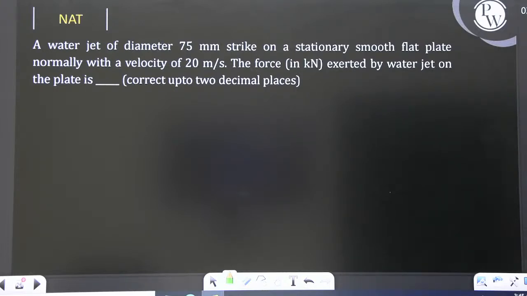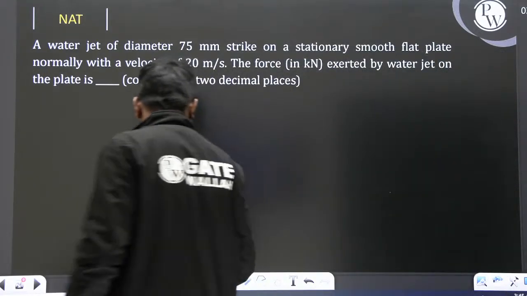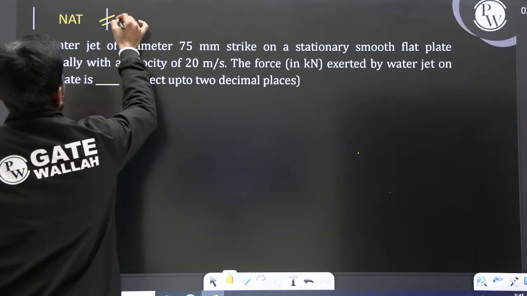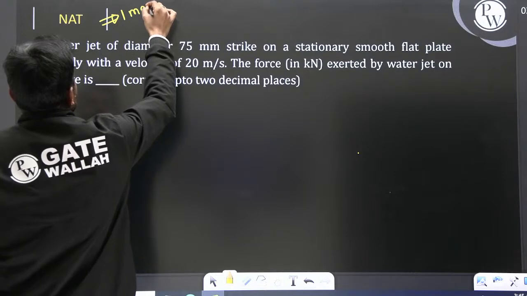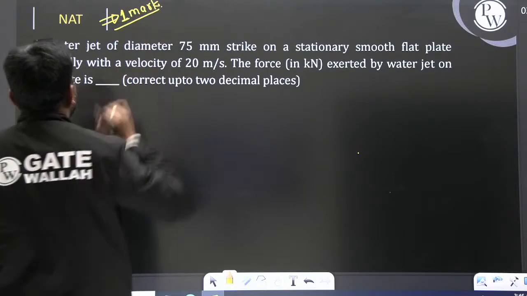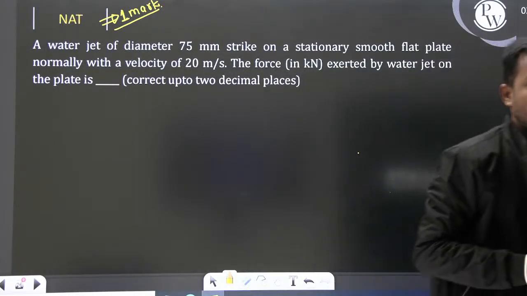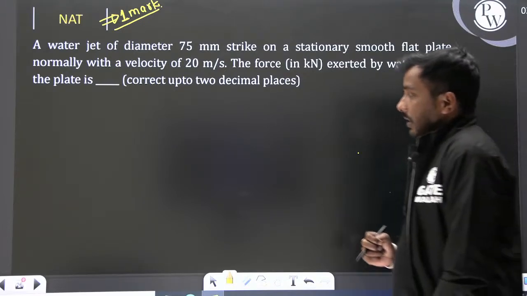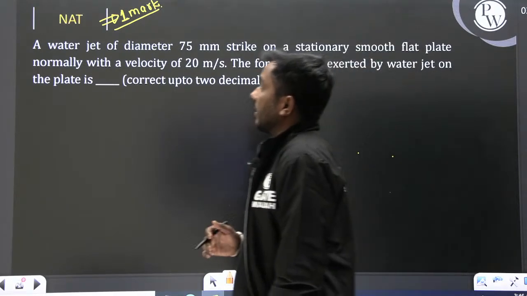Read the question carefully. That is NAT type of question, one mark. Read the question carefully. Impact of jet. It is a small question. Okay, so let me read the question.